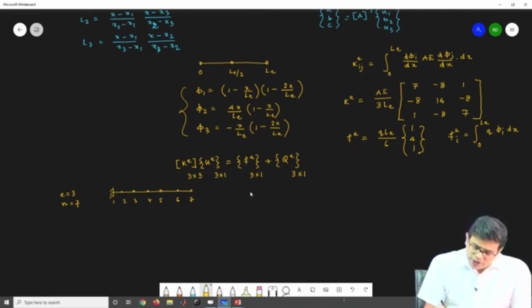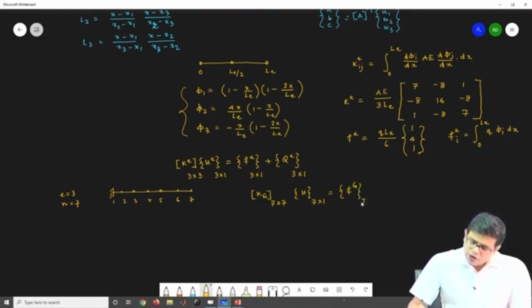Now the global stiffness matrix will be a 7 by 7 stiffness matrix, and then the global displacement vector u is also a 7 cross 1 vector, and then the global body force vector fg is also 7 cross 1, and then q, the reaction force vector, or qg, whatever you call it, is a 7 cross 1 vector.